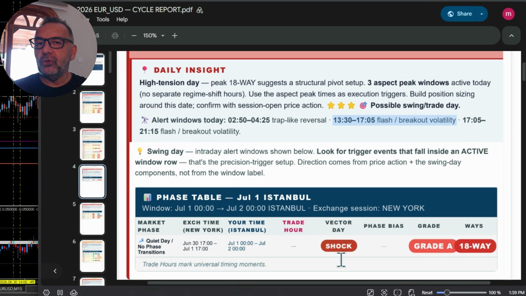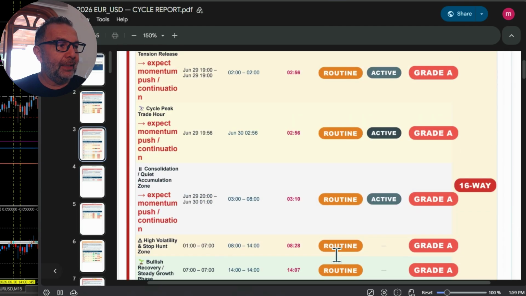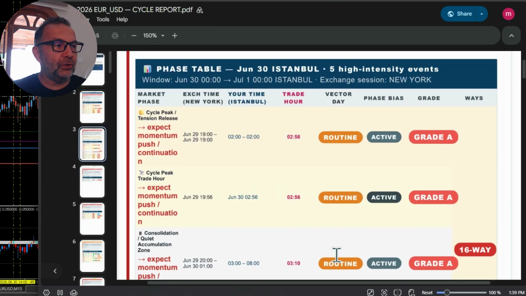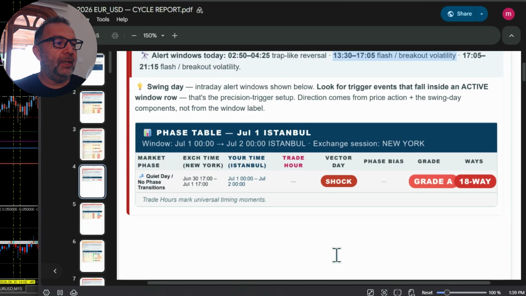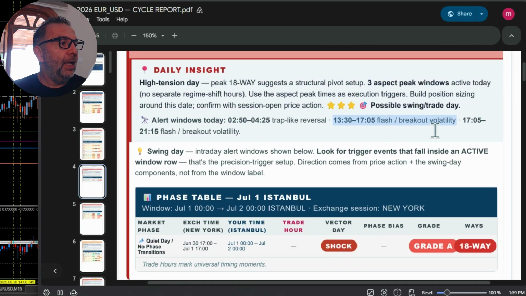All right, shock day can be a good day to trade. You just have to be careful. So knowing it's a shock day is important. Yesterday was a routine day. It wasn't a shock day. But here we've got a shock day. And then I've got 5:05 to 9:15. Again, I got a flash breakout volatility.